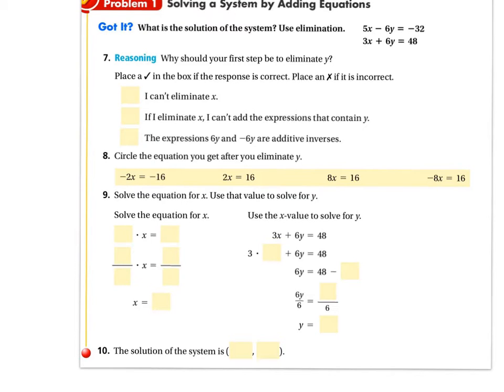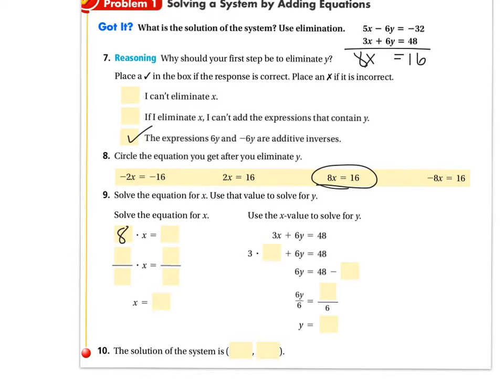So our first step in eliminating y: we already have the additive inverse of minus 6y plus 6y. So we don't need to multiply by anything to eliminate that when we add these. So when we add these, we have 5x plus 3x is 8x plus 0y, that's just going to go away, equals, and 48 minus 32 is going to be 16. So we have 8x equals 16.